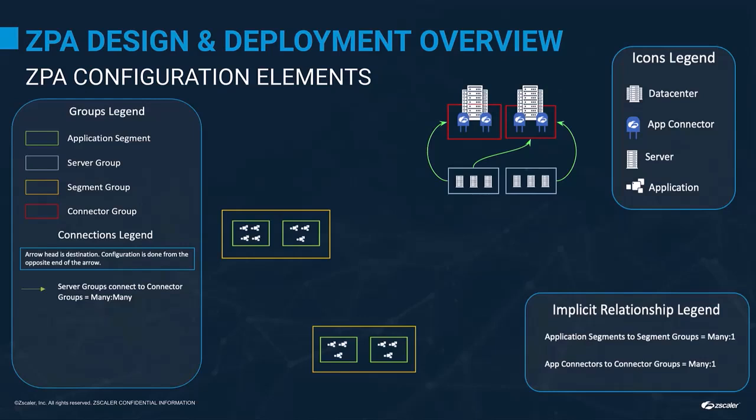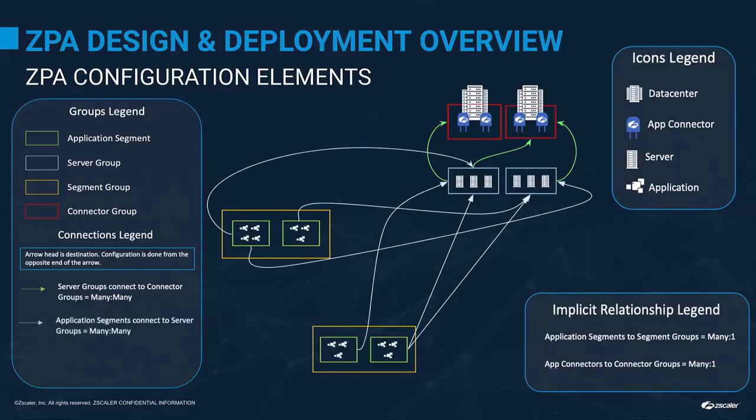When an application segment is created, one of the configuration options that needs to be filled out is the server groups through which the application segment is going to be available. An application segment can attach to multiple server groups. Likewise, server groups can be attached to multiple application segments. The relationship is many to many.